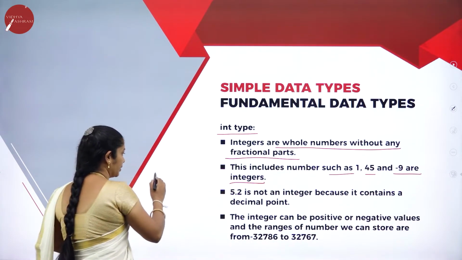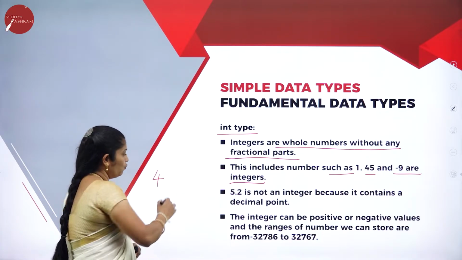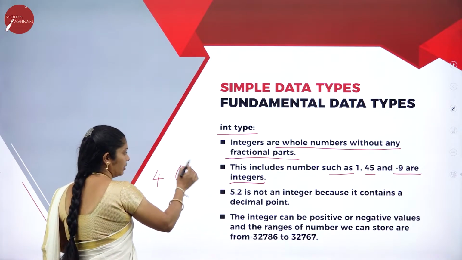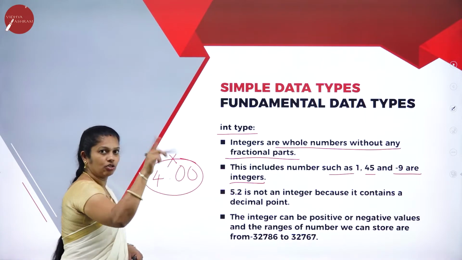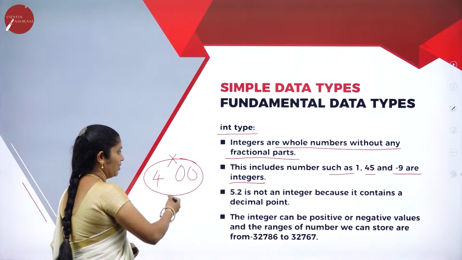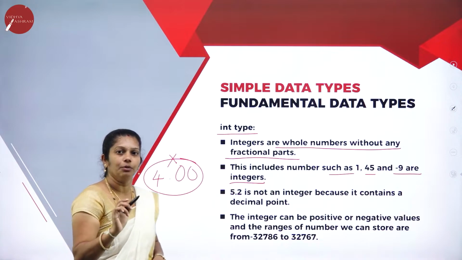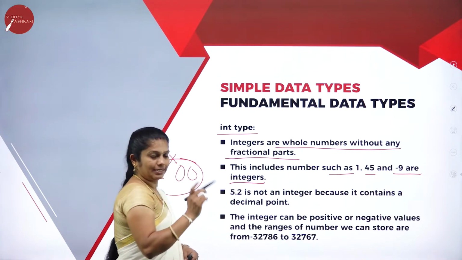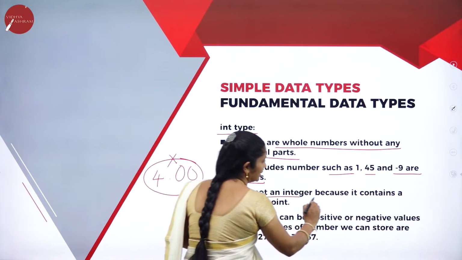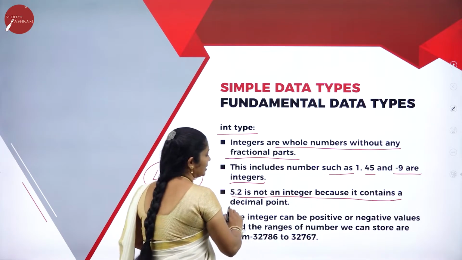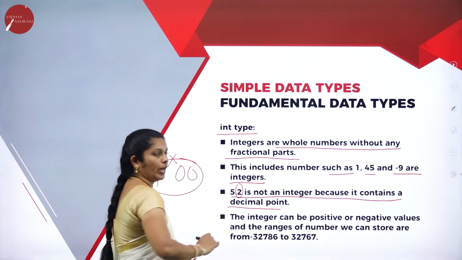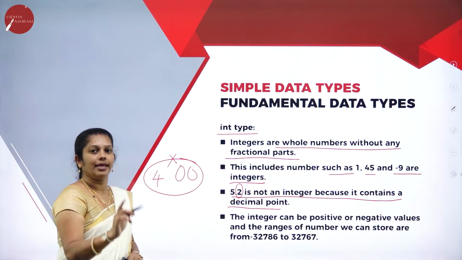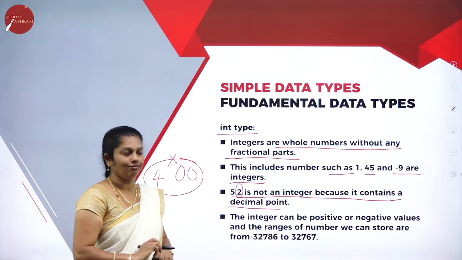For example, if I write 4, then it is an integer. If I write 4 point anything, even if it is 0, then it cannot be called an integer. If I have any fractional part, then it is called a float value. When we come to 5.2, for example, then it is not an integer because it contains a decimal point. After the point, we have some value, so it cannot be called an integer value.